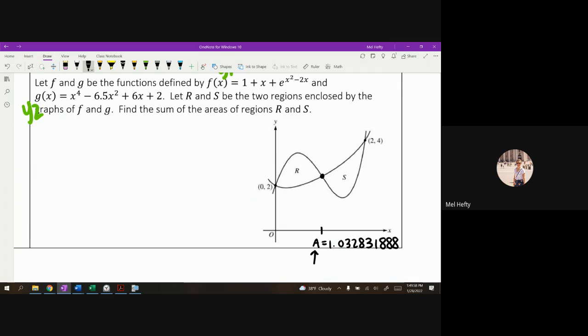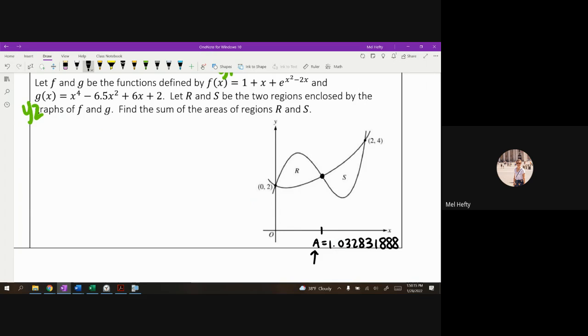Now, we have this intersection point. I didn't really talk about why we needed the intersection point. Does anyone see why we're going to need that intersection point? All right, we're going to need it for bounds. Why will I need it for the bounds? Why can't I just go all the way from 0 to 2?